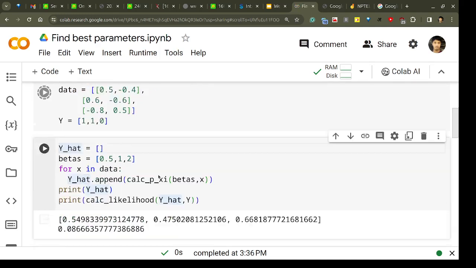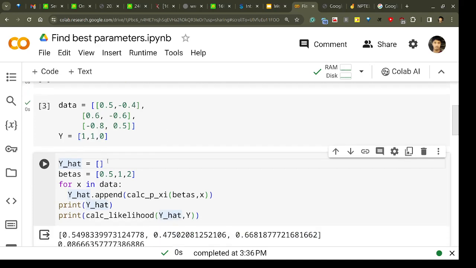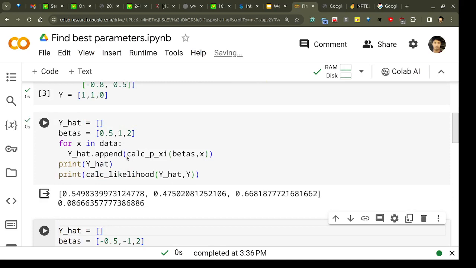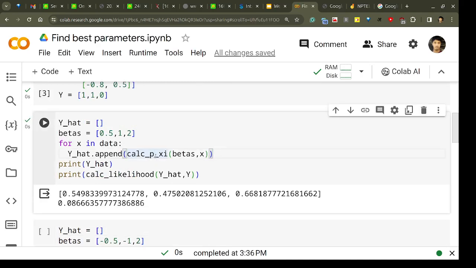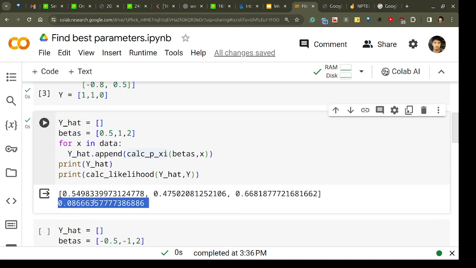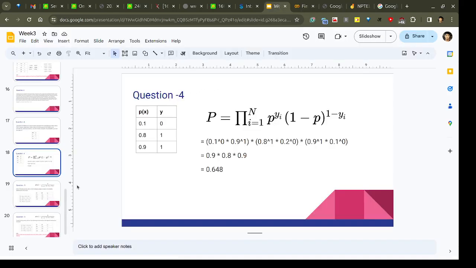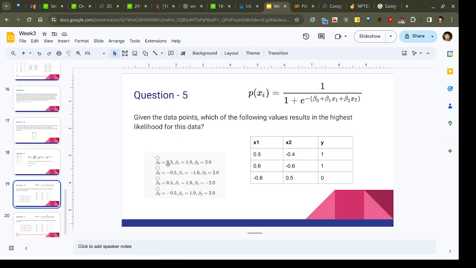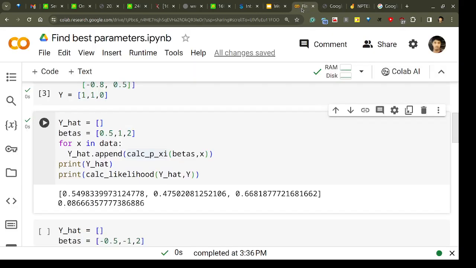So basically we have defined the data here, we have set the beta values here. After that, when we have set the beta values, we will calculate the p of xi. After calculating the p of xi, the p of xi values are this, and the y value is 1 1 0, and if we calculate the likelihood it is coming to be this. Okay, so this is for the first option: beta 0 equal to 0.5, beta 1 equal to 1, and beta 2 equal to 2. For this value, the likelihood is coming out to be 0.86.